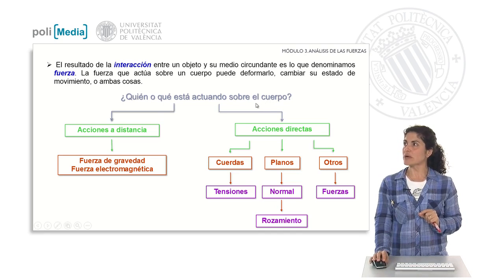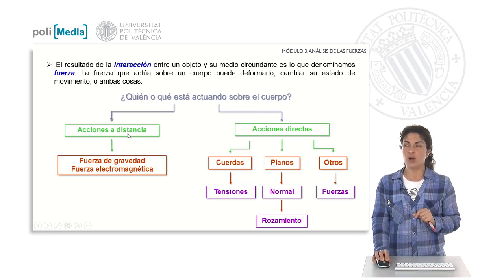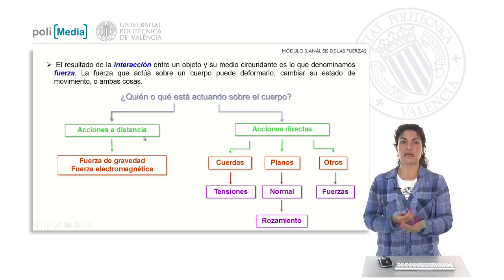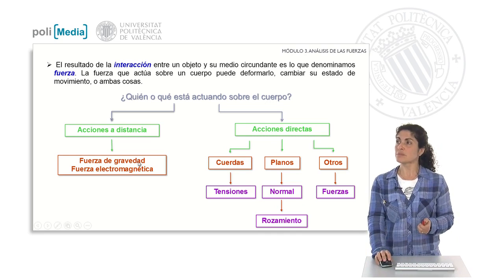or what is causing some kind of interaction on the body, let's make a first big division, 2 big groups. Let's think about actions that are acting on the body at a distance, and indirect actions, contact actions we could call. Among the actions at a distance, we have actions very familiar to us, as is the action of the terrestrial gravitational field, which is the origin of the force weight, very familiar to us. We have the force of gravity, therefore, and we also have the electromagnetic force.